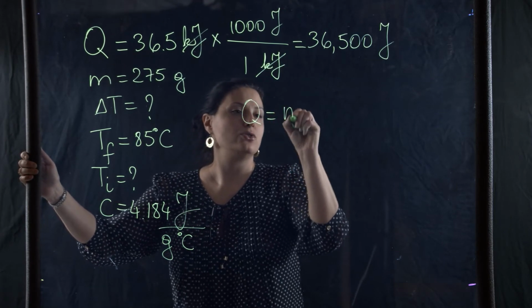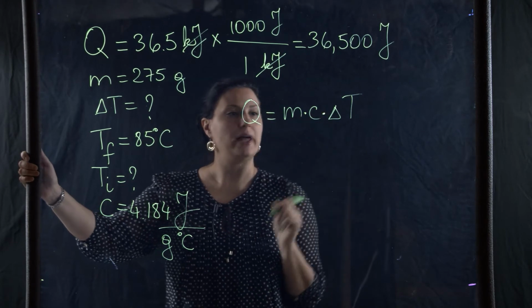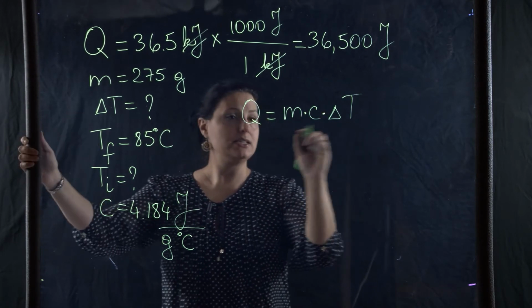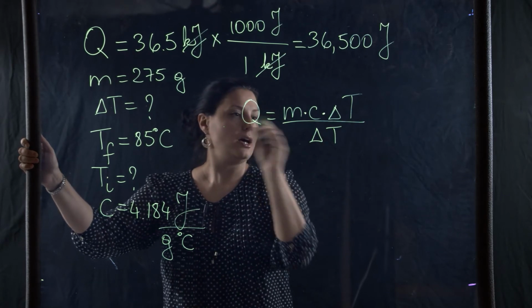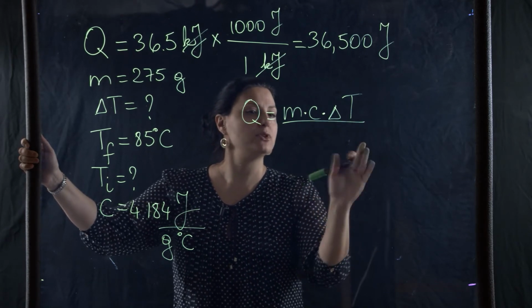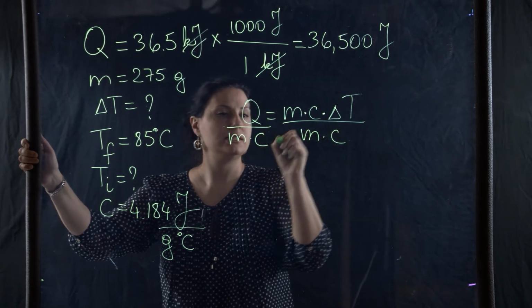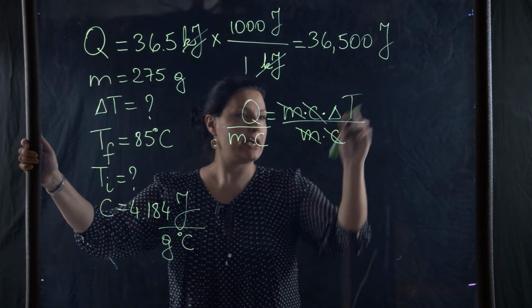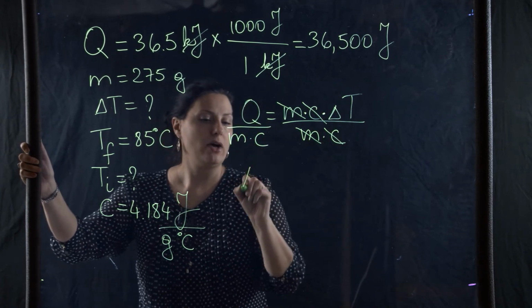Q is equal to MC delta T. These are multiplied. I want to find delta T. So for delta T, I divide both sides by MC. Mass cancels, C cancels. I'm left with delta T over here. Delta T equals Q over MC.